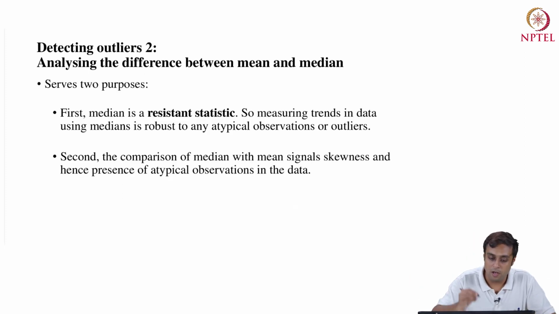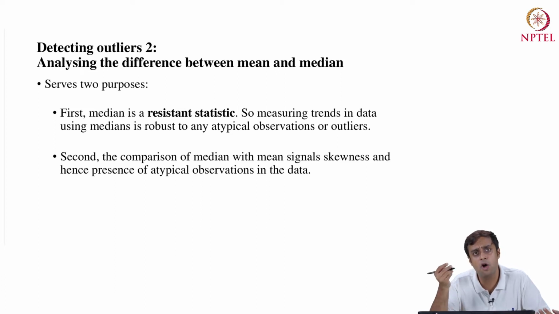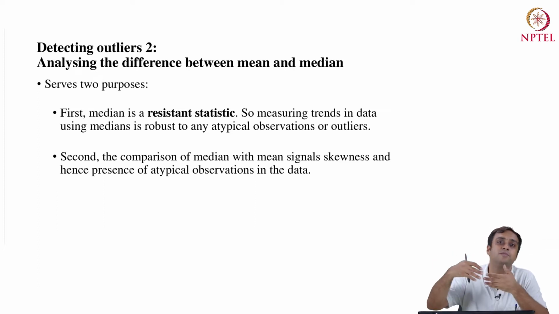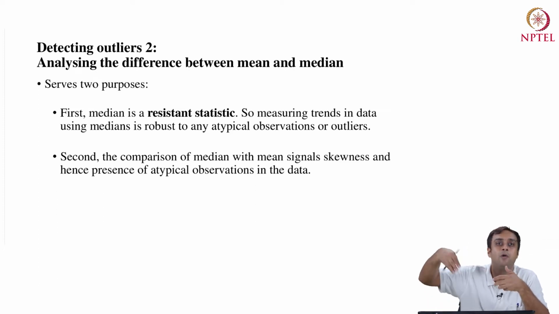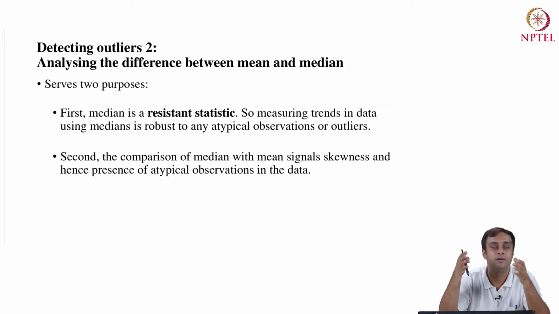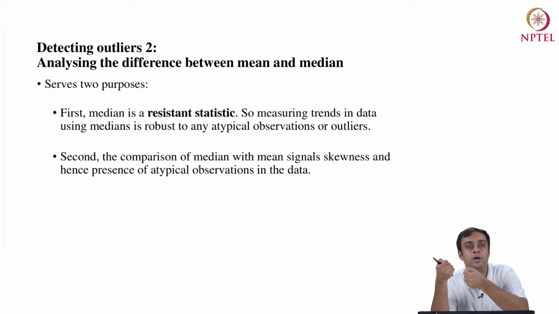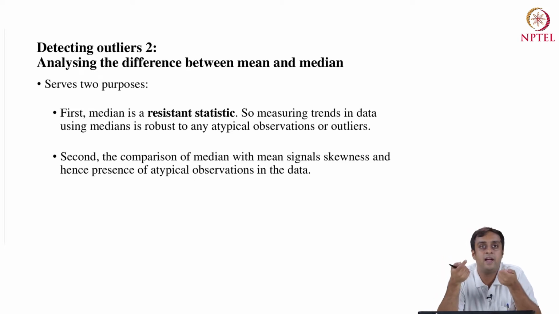Okay, all right. So detecting outliers 2 is analyzing the difference between the mean and the median. When we looked at the histogram, we saw that if you have a skewed distribution, the skewness comes from some values which are outside of the domain of the large amount of data. Those are indeed our troublesome values or our outliers, right? And what is the signal of a skew in the distribution? It is the fact that the mean and median are no longer the same, right?